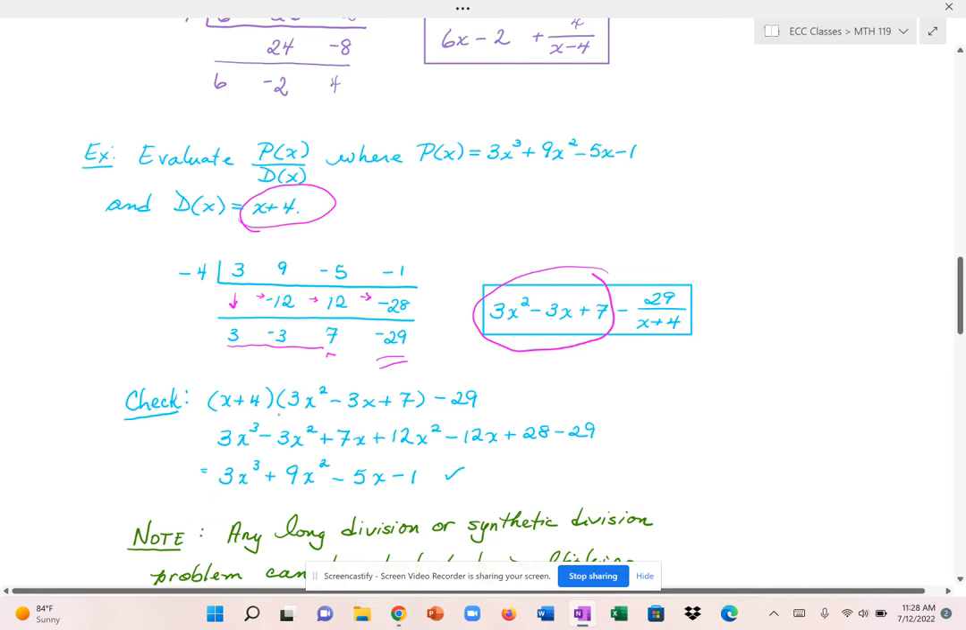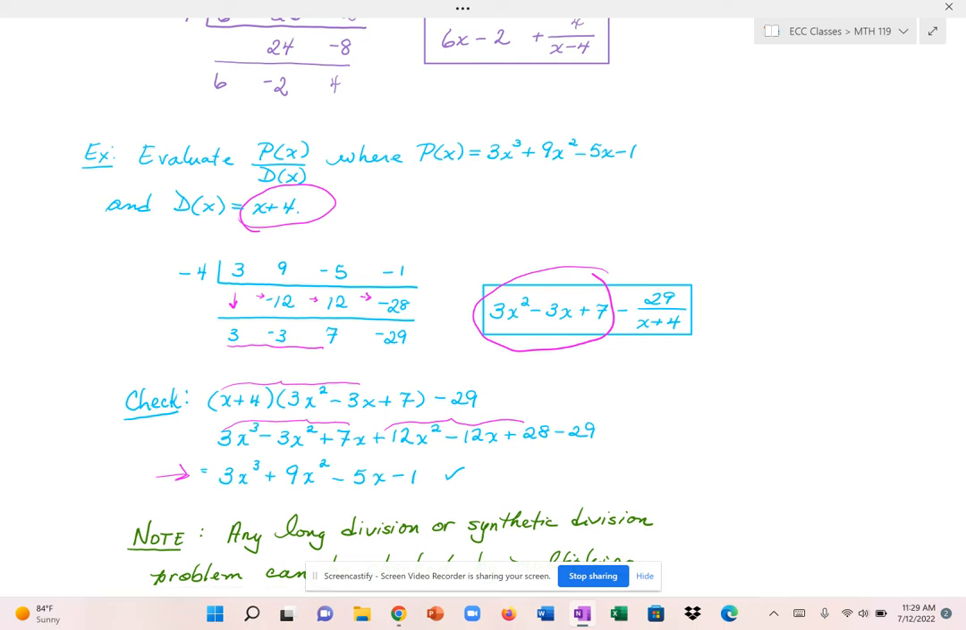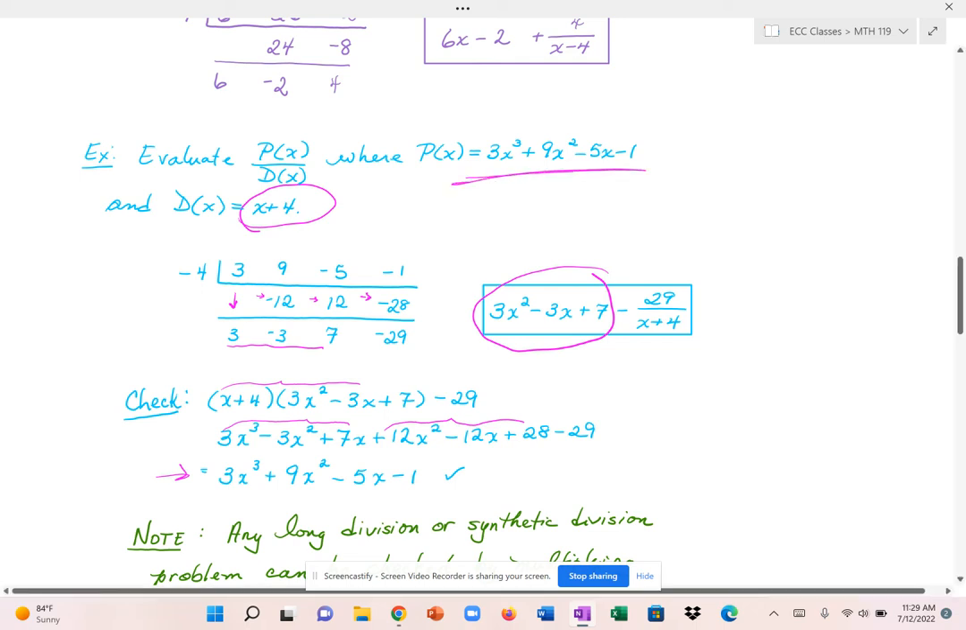I did x plus 4 times 3x squared minus 3x plus 7, and then I took 29 away. So you have to multiply these out first. You have to distribute the x, then distribute the 4. When I distribute the x, you get these 3 terms. When I distribute the 4, you'll get these 3 terms, and then the minus 29. When you combine like terms as much as possible, you get 3x to the third plus 9x squared minus 5x minus 1, exactly what our p of x was equal to, your dividend.